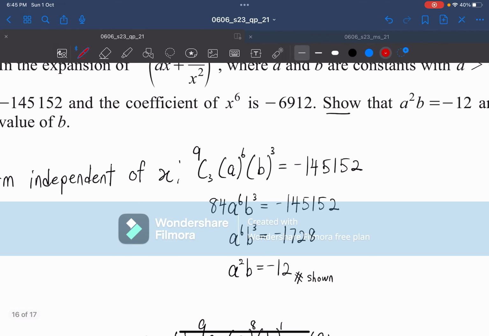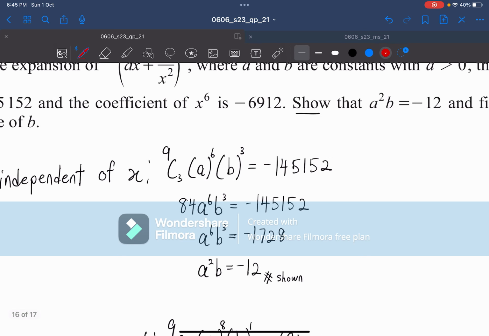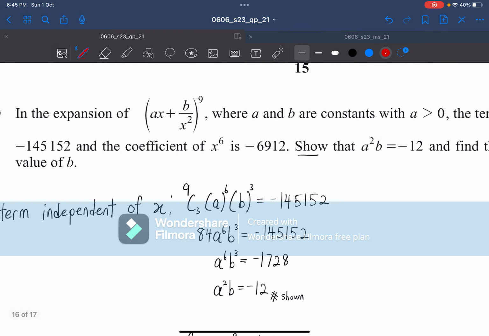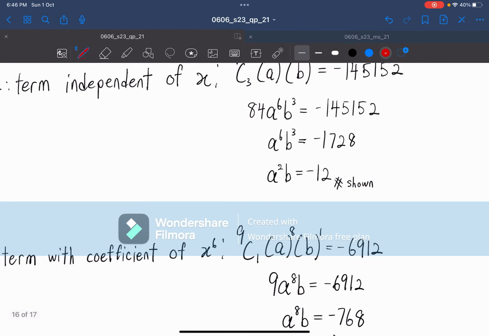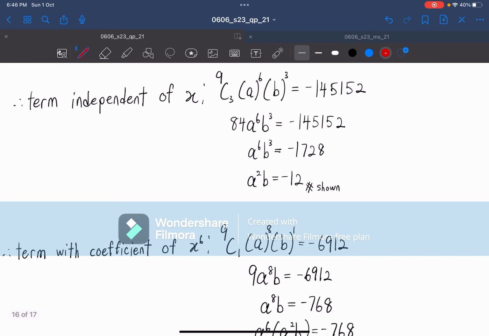So if you find out the term independent of x, we found it, that's going to be this. So all you need to do is just rearrange it, and you can get this. And you can just show it immediately. Easy. All right.